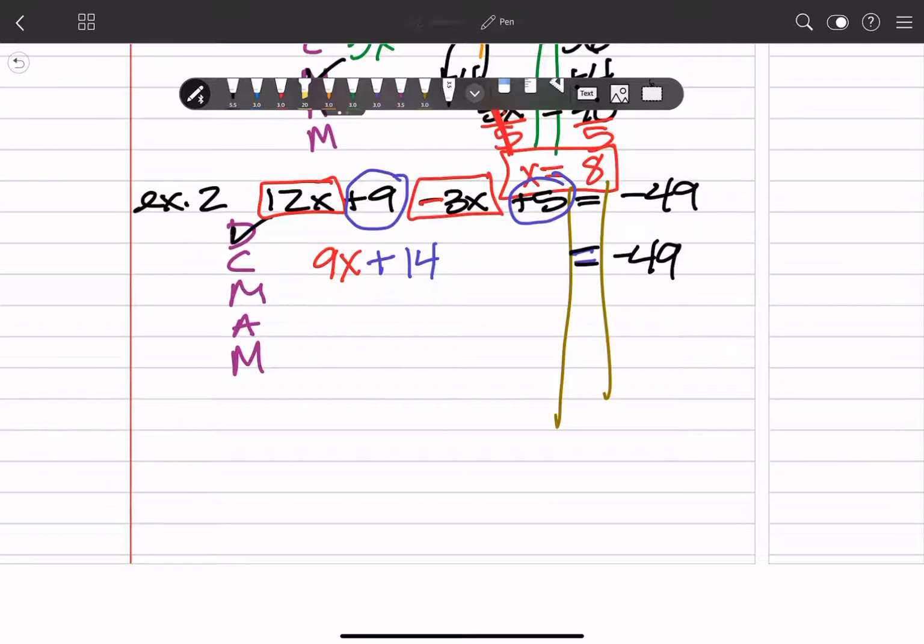Now that you've typed in your answer, I'm going to show you my work. We didn't have to move the variable. All we had to do was do the inverse operation to both sides.